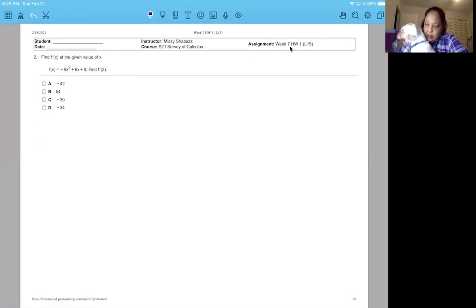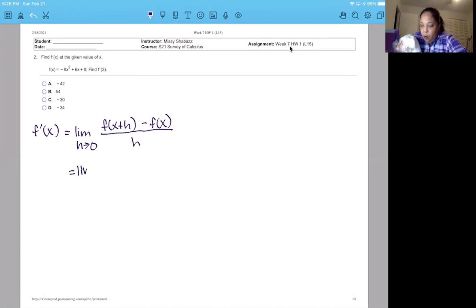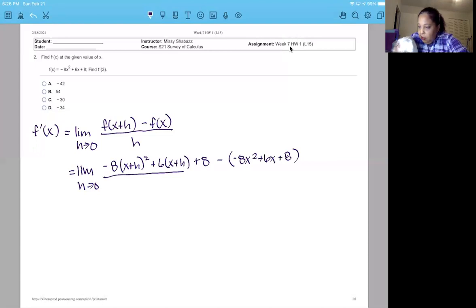So f prime of x equals the limit as h goes to 0 of f of x plus h minus f of x over h. All right, so if I plug in x plus h for my function, I get negative 8 times (x plus h) squared plus 6 times (x plus h) plus 8 minus my function f of x, negative 8x squared plus 6x plus 8, all over h. Now we can't take this limit because if I plugged in 0 for h, I would get something that's undefined. So we're going to have to simplify the numerator.